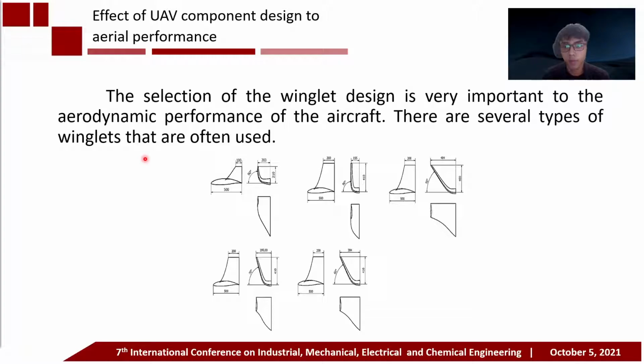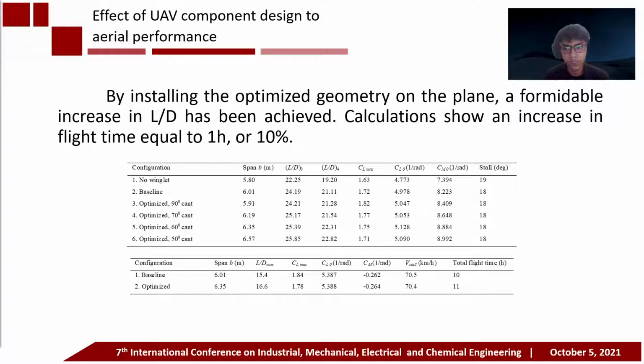There are several types of winglet that are often used. Several types of winglet were analyzed and compared to find the type of winglet that had the best aerodynamic performance. There are 5 configurations used in this research. By installing the optimized geometry on the plane, a formidable increase in lift-to-drag ratio has been achieved. Calculations show an increase in flight time equal to 1 hour or 10%, as we can see in the table here.